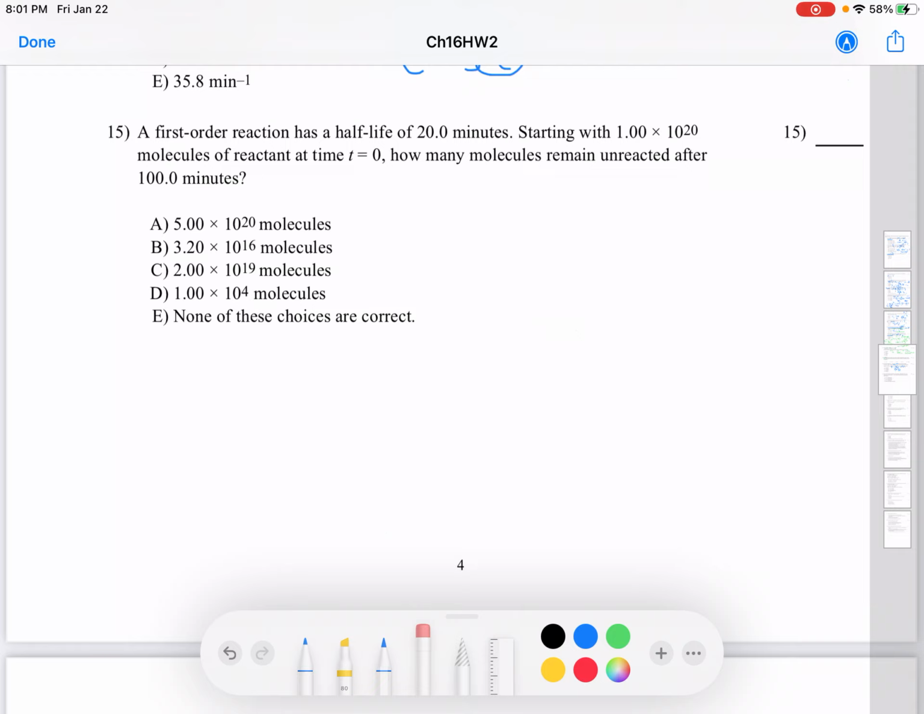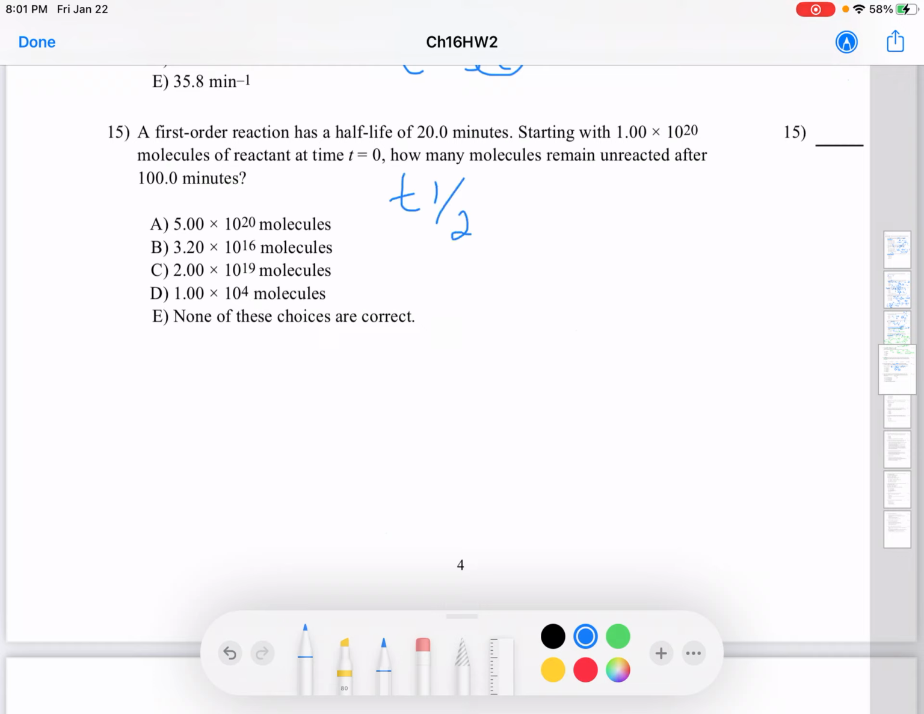A first order reaction has a half-life of 20 minutes. Starting with 1 times 10 to the 20 molecules of reactant at time t0, how many molecules remain unreacted after 100 minutes? It's a first order reaction. So what we are going to do is use the half-life given. From that we can find out the rate constant, and then we can see how many molecules remain unreacted. Okay. So how do we find out the rate constant?